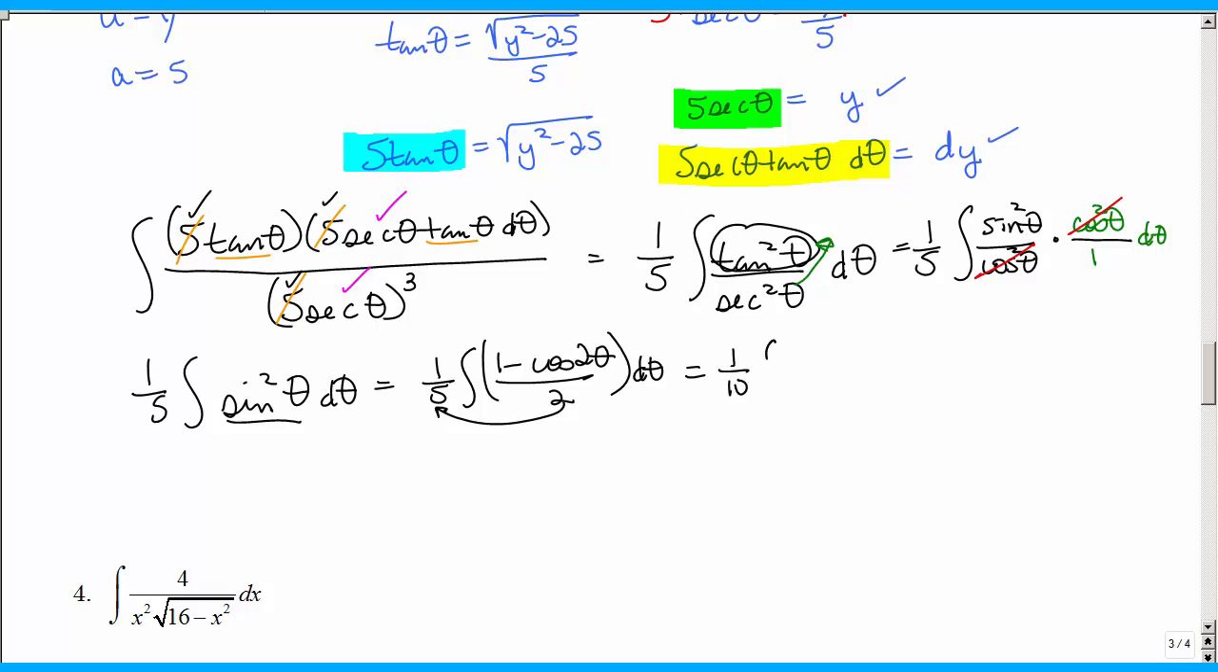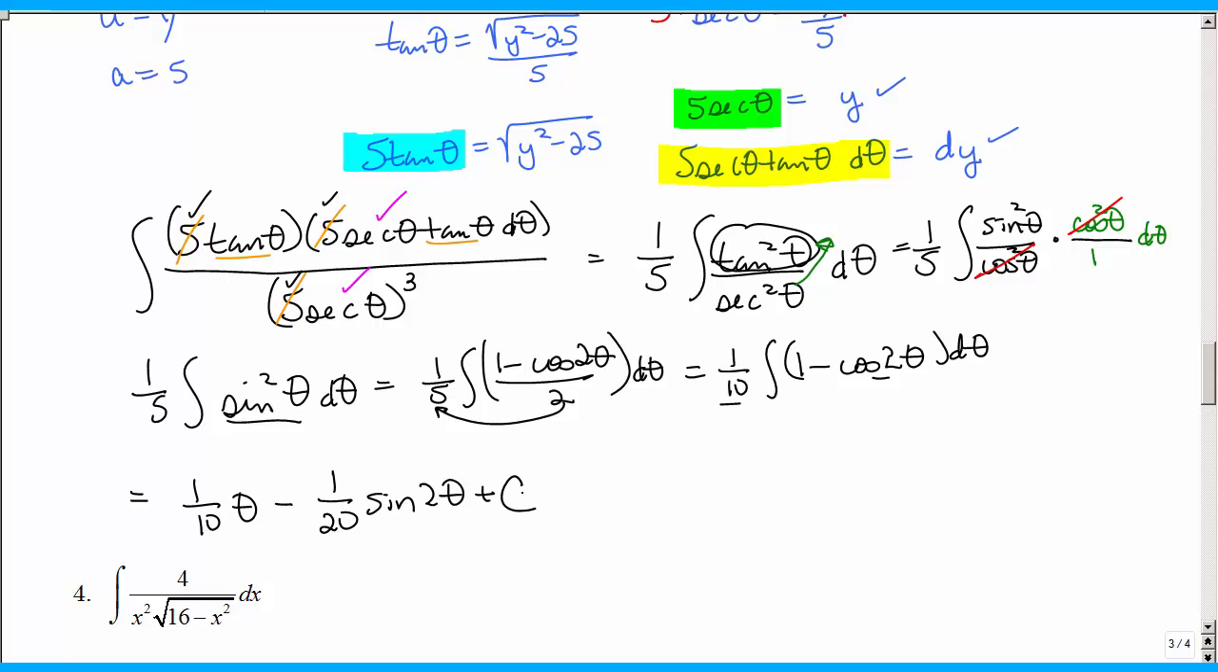So 1/10 of 1 minus cosine 2 theta. That's going to be 1/10 theta minus 1/20, because of the 10 and the 2, minus 1/20 sine of 2 theta plus c. So just like on the last example, I have to figure out what theta is, and I also have to make that substitution of 2 theta.